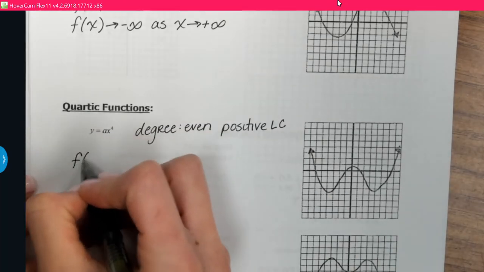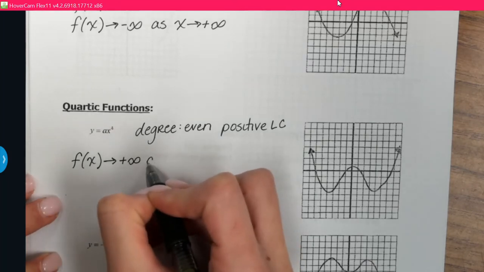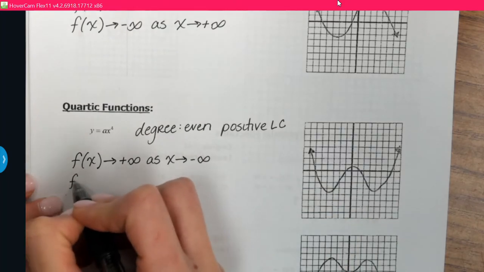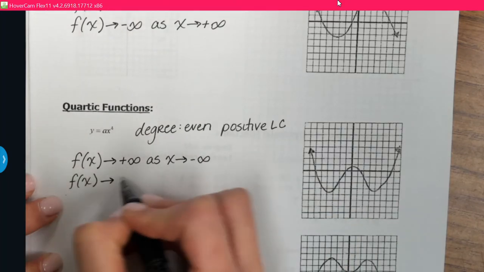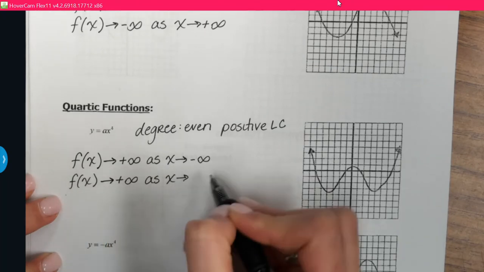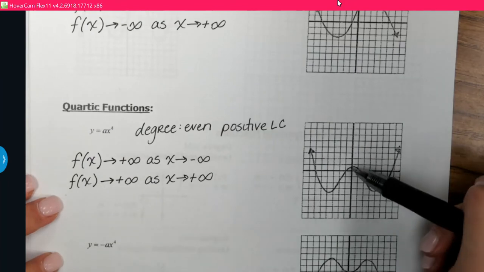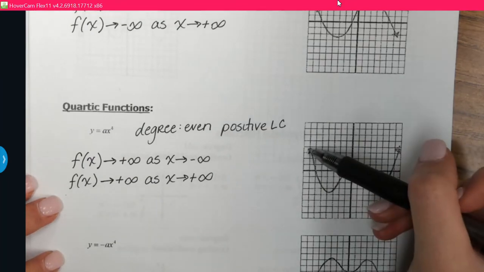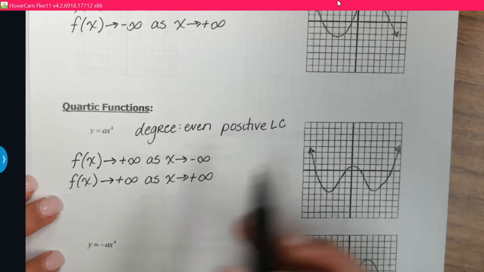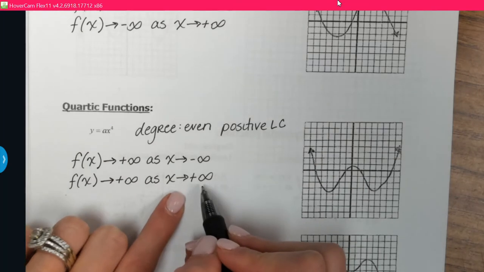So my end behavior, my function approaches positive infinity as x approaches negative infinity, and my function approaches positive infinity again as x approaches positive infinity. Again, all this is saying is that your function is going up as you go left, and your function is going up as you go right. So remember, x to negative infinity is left, x to positive infinity is right.